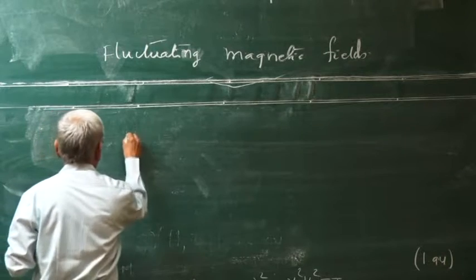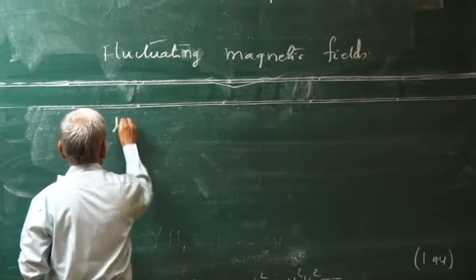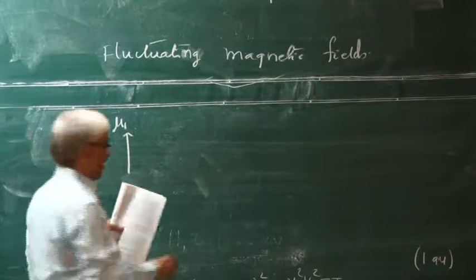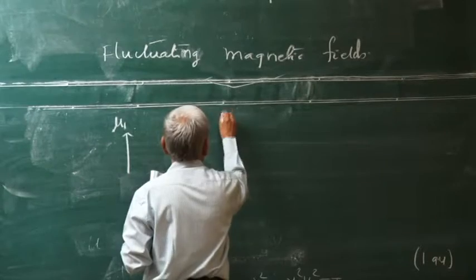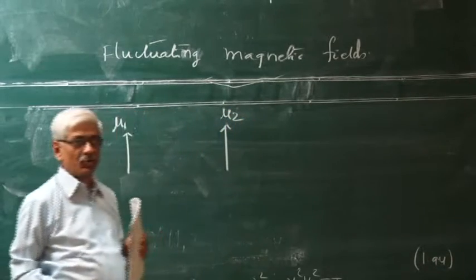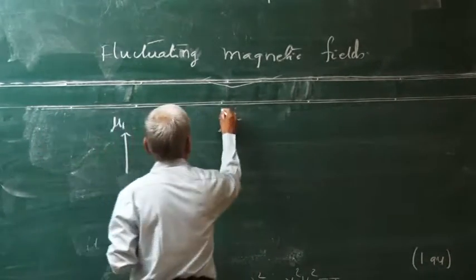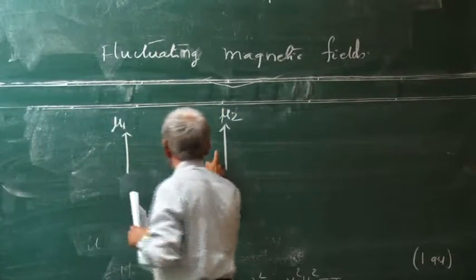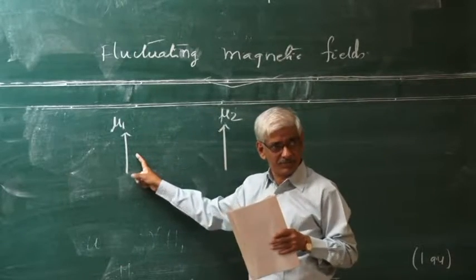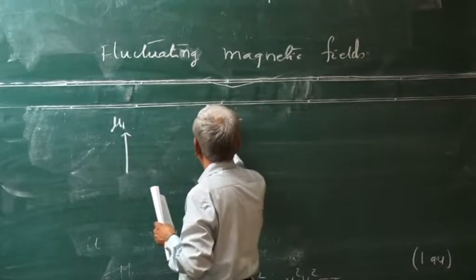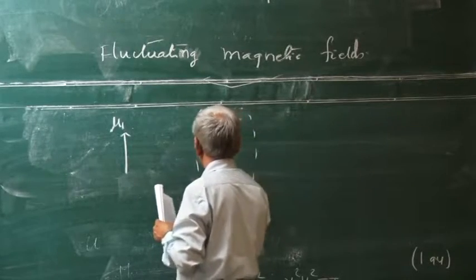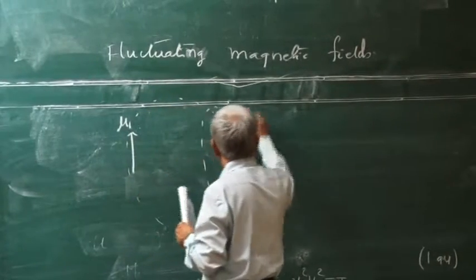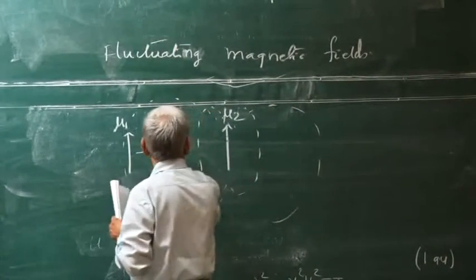Suppose you have a dipole here. This has a magnetic moment mu1, and you have another magnetic dipole, magnetic moment mu2. Okay. So this fellow will create a field here. It has flux lines around it. So these will all go all over. So the distance between them is r.